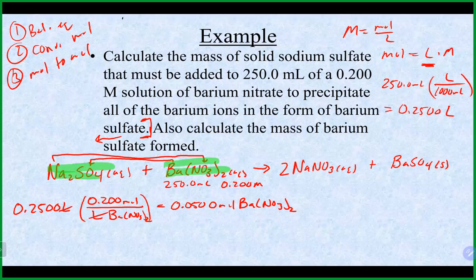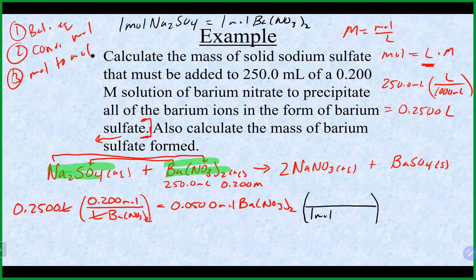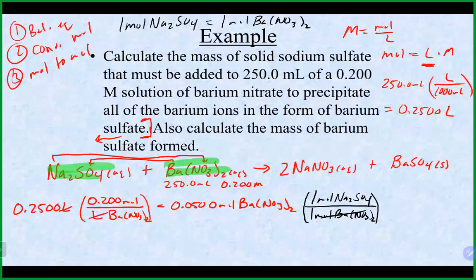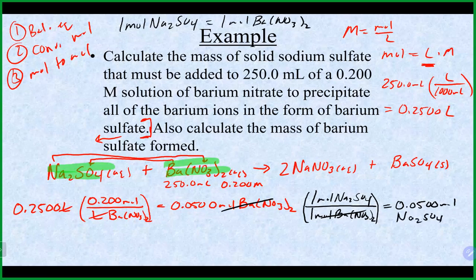So for every 1 mole of sodium sulfate, you get 1 mole of barium nitrate. That makes the math not too bad. That is what we'll do next, which is the third step. 1 mole of barium nitrate, which is the stoichiometry part, gives us 1 mole of the sodium sulfate. Moles of the barium nitrate will cancel. I think I could do that math still. 0.05 moles of sodium sulfate.